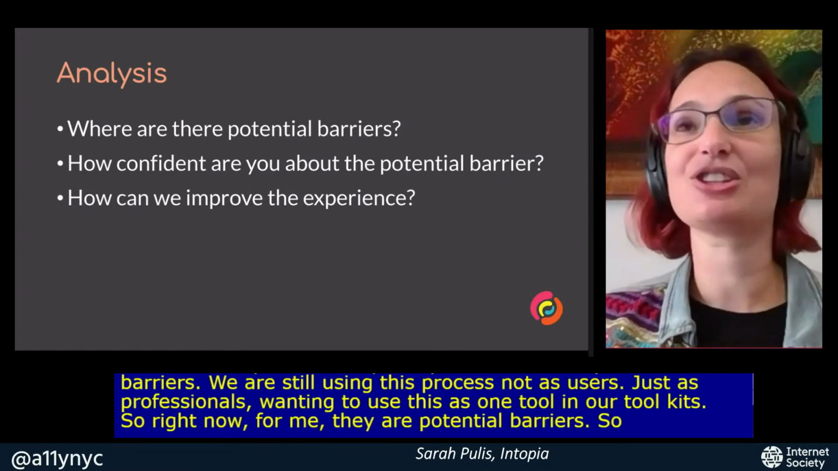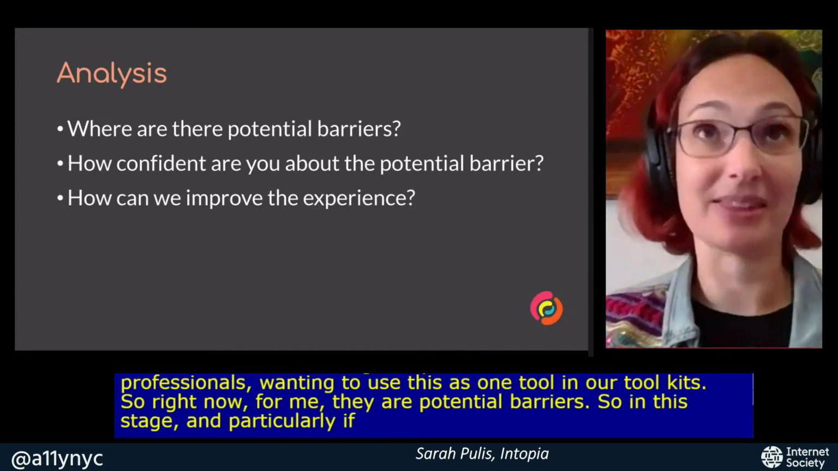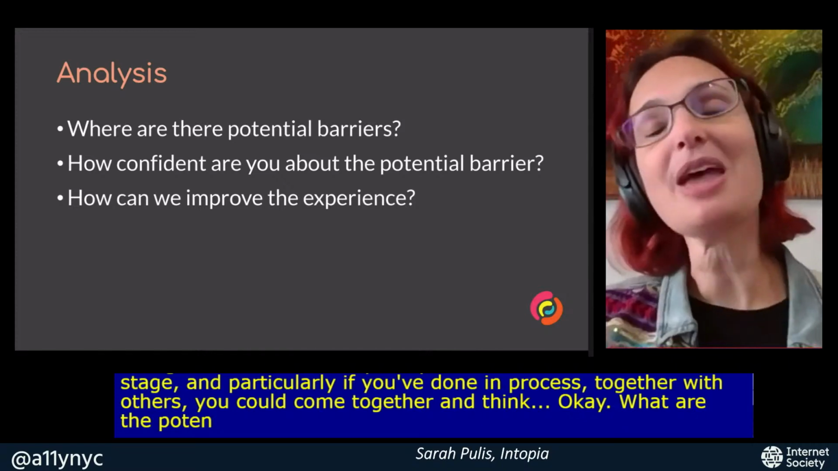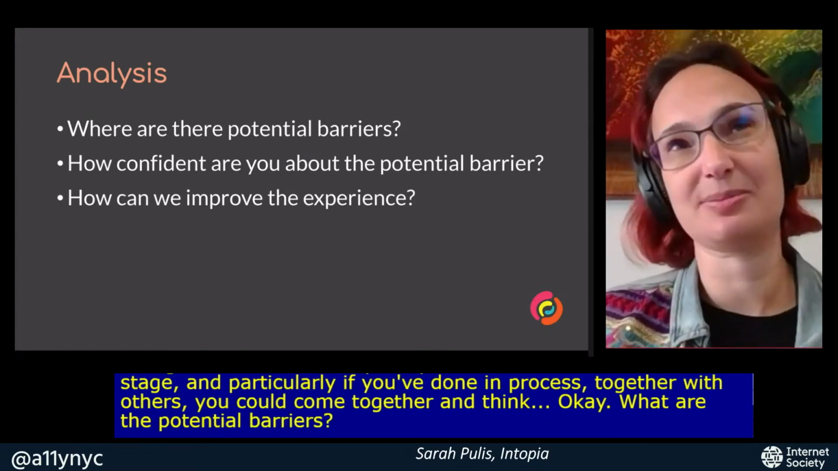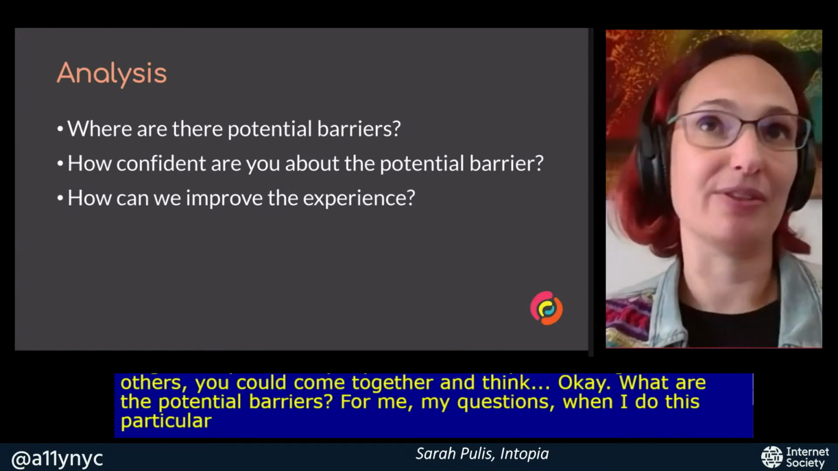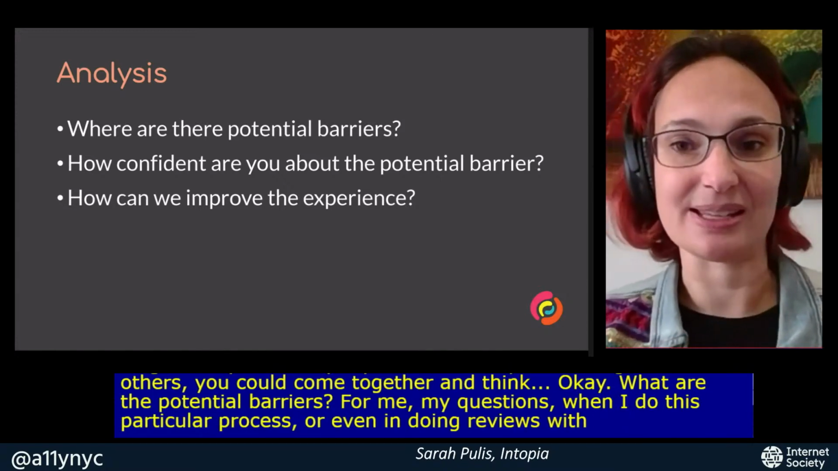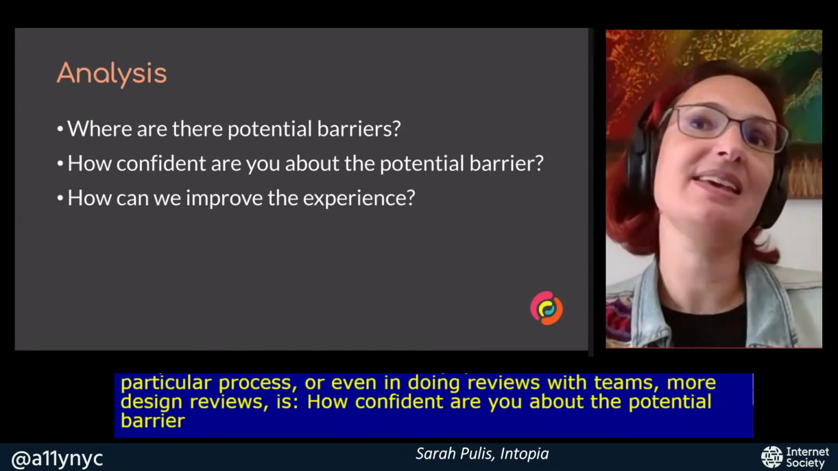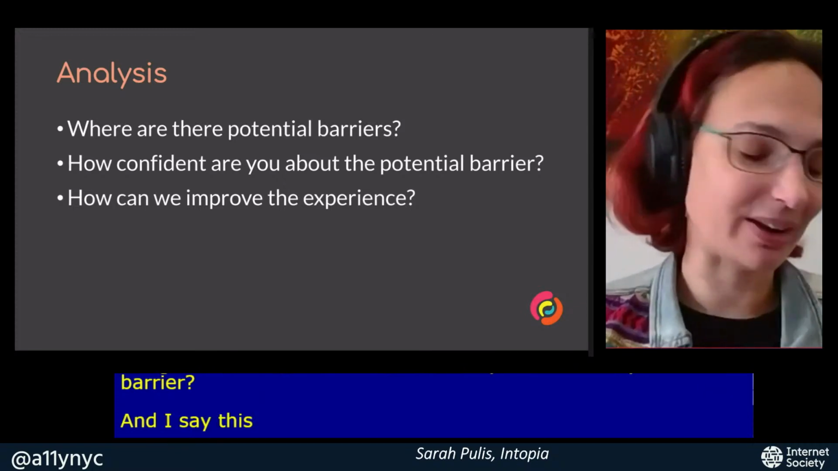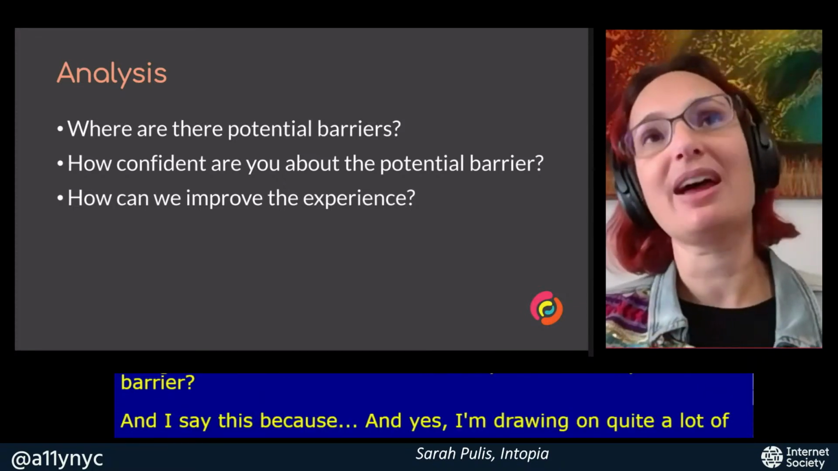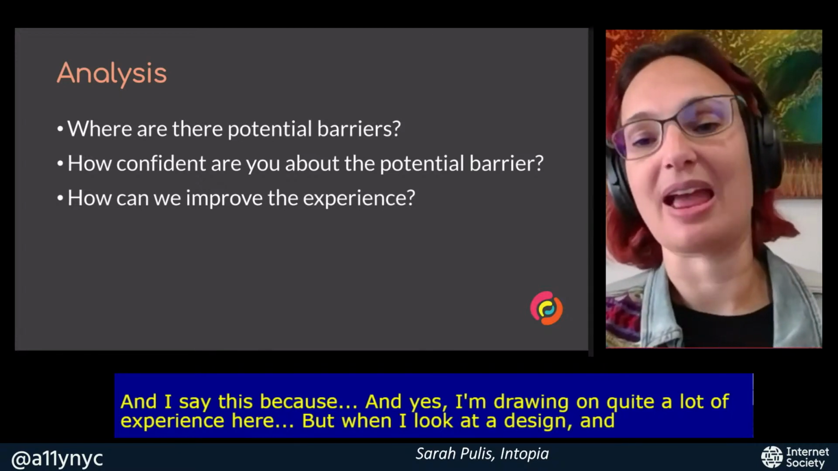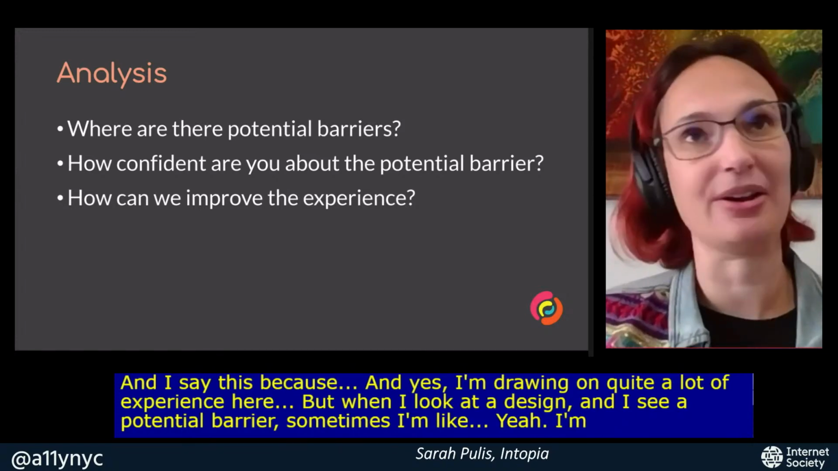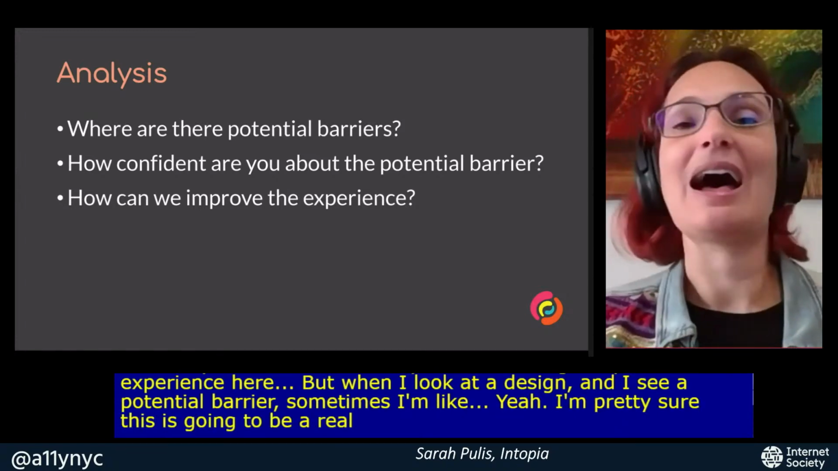So in this stage, and particularly if you've done this process together with others, you could come together and think, okay, what are the potential barriers? For me, my question when I do this particular process, or even when I'm doing reviews with teams, more design reviews, is how confident are you about the potential barrier? And I say this because, and yes, I'm drawing on quite a lot of experience here, but when I look at a design and I see a potential barrier, sometimes I'm like, yeah, look, I'm pretty sure this is going to be a real issue for a user.